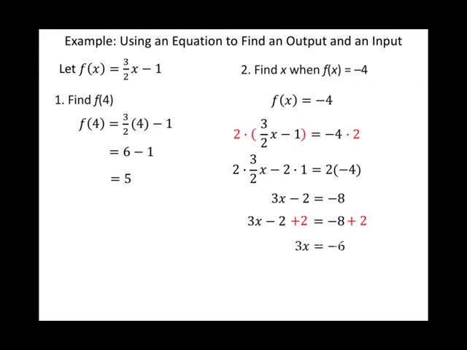Okay, you're going to get 3x minus 6, and then divided by 3. X is going to be equal to negative 2. So this means when x equals negative 2, y equals negative 4.